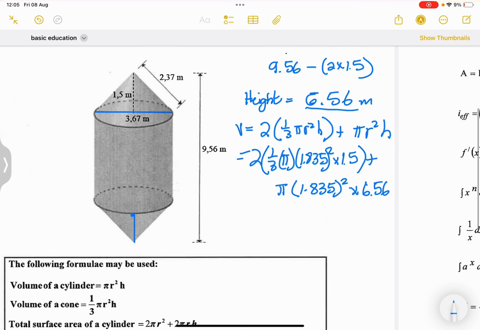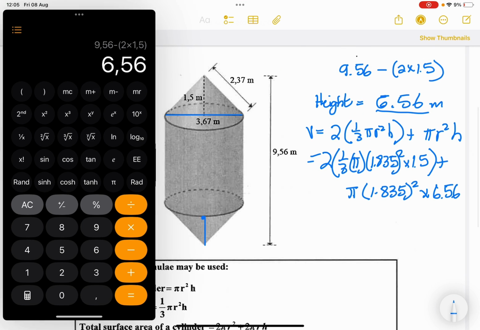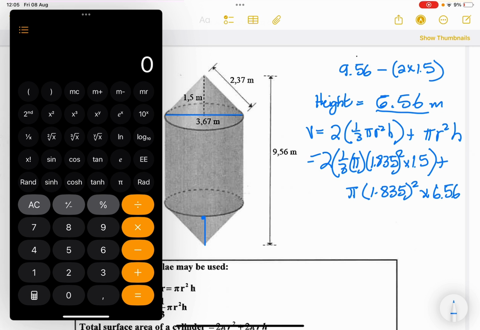Okay, that's 2 times cones. All right, and as I said, my calculator is really not the most advanced. Okay, so I'm going to say 2 multiplied by 1 over 3, that's multiplied by pi, times 1.835 squared, multiplied by 1.5.